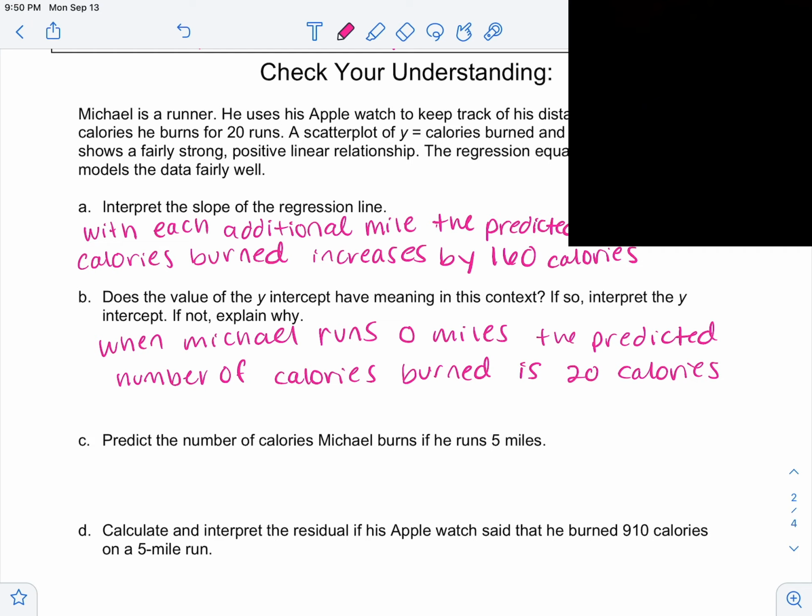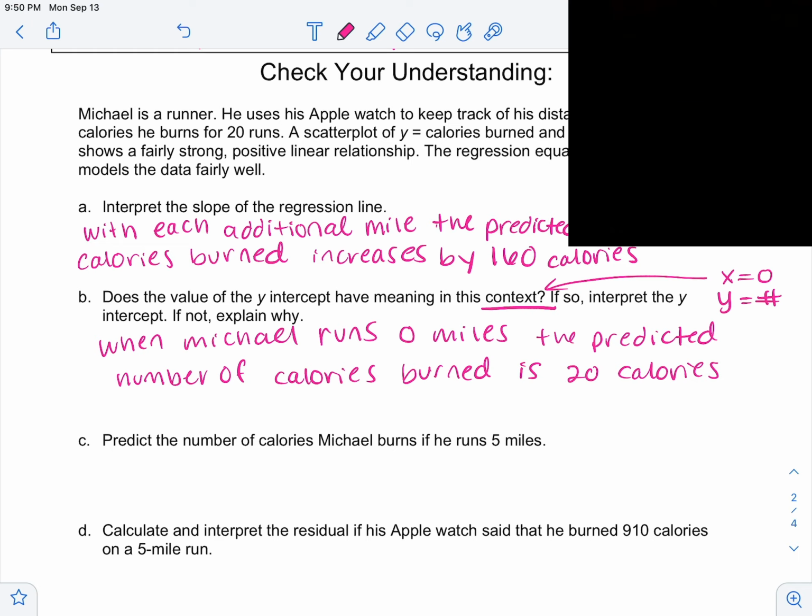But essentially, the first thing you're going to look at, does X equals 0 make sense? Does it make sense to have 0 miles? Yeah, it could. I mean, I could just stand there and not run at all. And if I'm just standing, I might still burn calories. I mean, we naturally burn calories throughout the day. So the first thing I think is, does X equals 0 make sense? But then also, does the Y value make sense? So here, 20 calories, that makes sense.